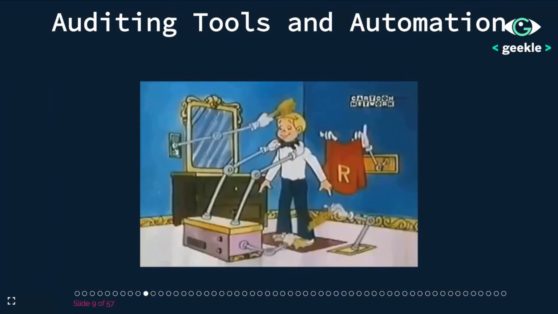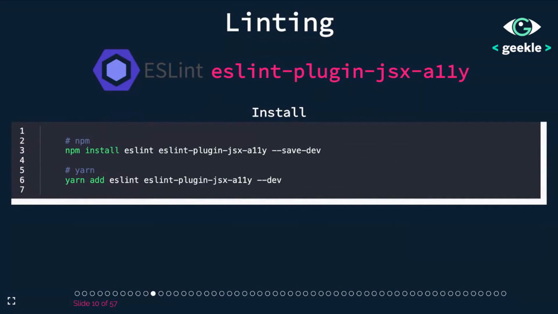So let's jump in. Starting with linting, there is a plugin for ESLint that will run a static analysis check for any potential accessibility issues in your code. If you're already running ESLint on your code, and you probably should be, this is a really easy way to start checking your code for accessibility issues.